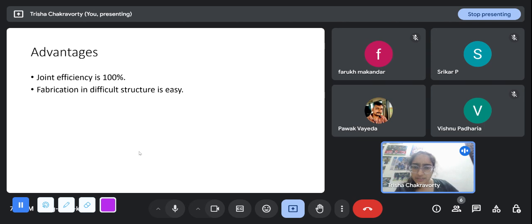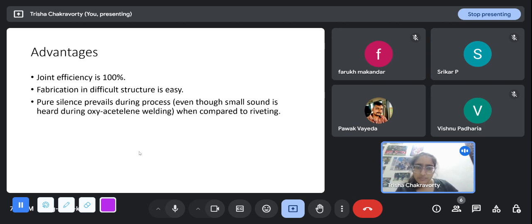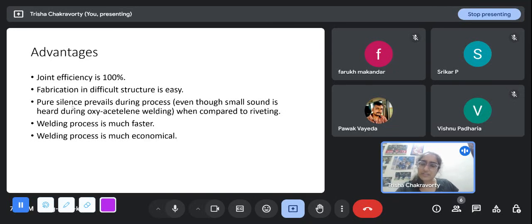Fabrication of difficult structures is easy. The welding process is much faster, and this is probably a little questionable. I don't know if pure silence prevails or not. The welding process is much faster, much more economical as well, and this method always provides a rigid joint, so there is no relative movement.